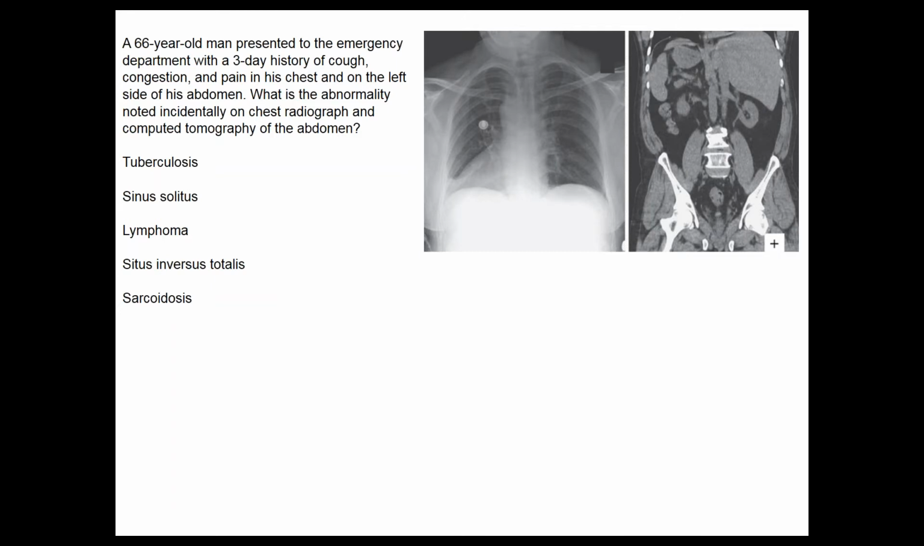And what we see here is that the liver is on the left side and the spleen is on the right side. And there's a kidney on each side, and so on. And so this is not tuberculosis. And this is not a lymphoma. And this is not sarcoidosis. This is situs inversus totalis, which happens in several different forms and severities.